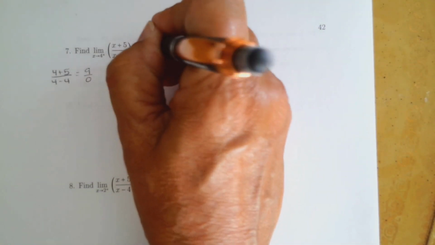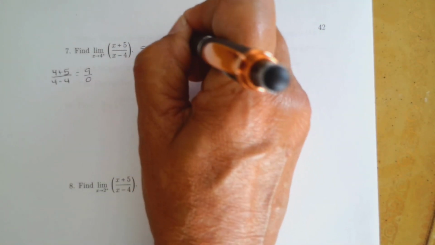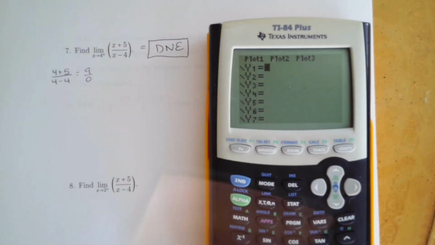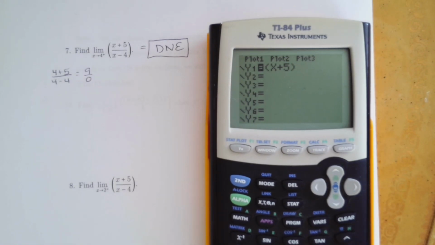Okay, so I know the limit does not exist on this one, but I want to know for graphing purposes, which way does it go? So this is good practice anyway for our calculators. So I'm going to plug this in my calculator under y equals. So parentheses x plus 5, close your parentheses, divided by x minus 4 in parentheses. Close your parentheses, make sure you put parentheses, and then hit enter.